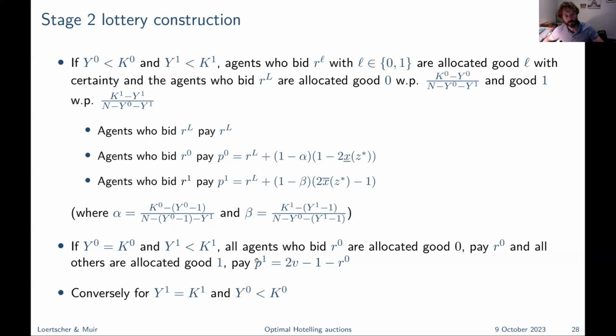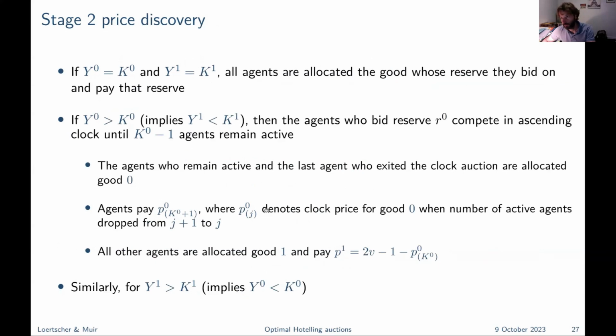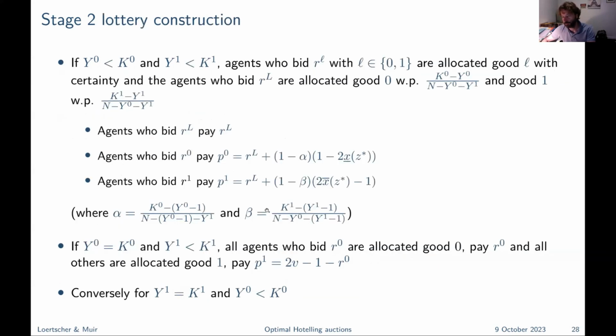And then there's the case of how you determine the lottery prices, but it follows in the usual way. So the lotteries are going to be, you need to adjust the lottery prices when both goods are under demanded, and this is the way you do it.